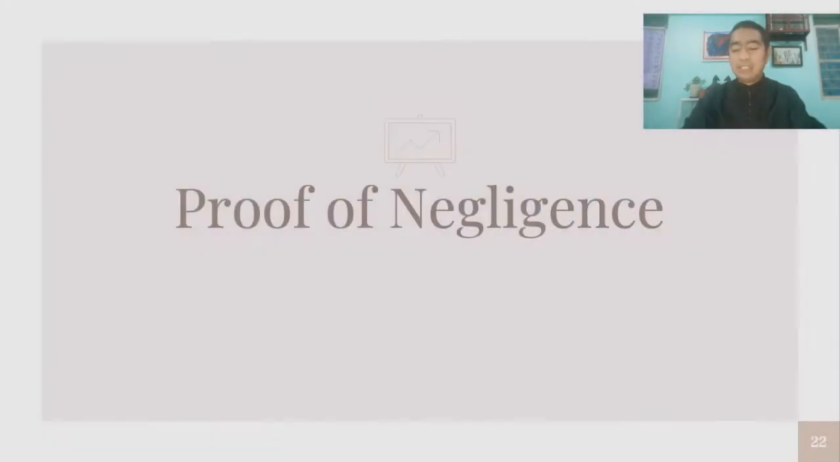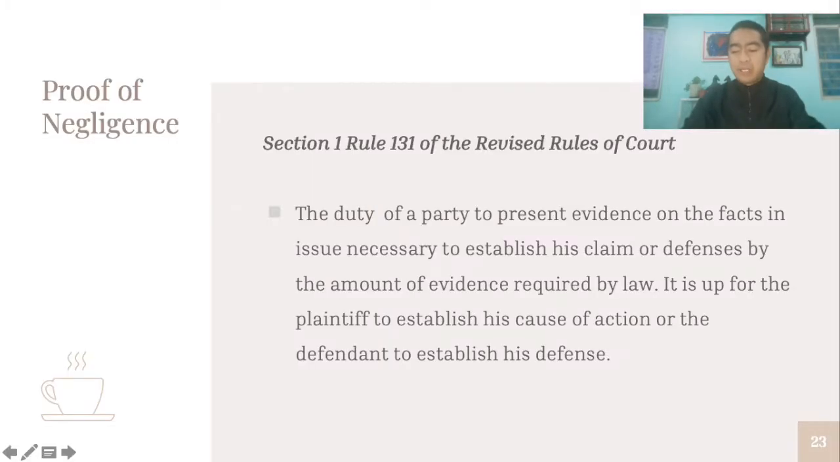Proof of negligence. Under Section 1, Rule 131 of the Revised Rules of Court, burden of proof is defined as the duty of a party to present evidence on the facts in issue necessary to establish his claim or defense by the amount of evidence required by law. It is up to the plaintiff to establish his cause of action or the defendant to establish his defense.